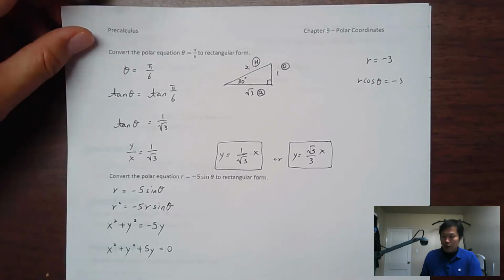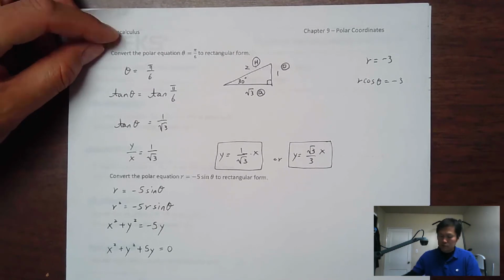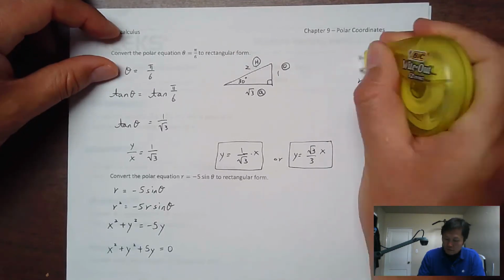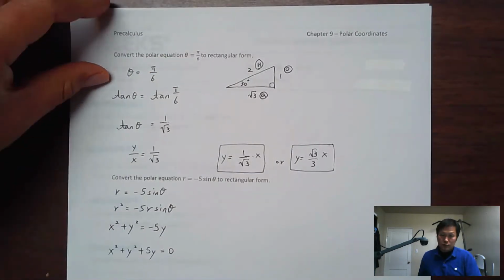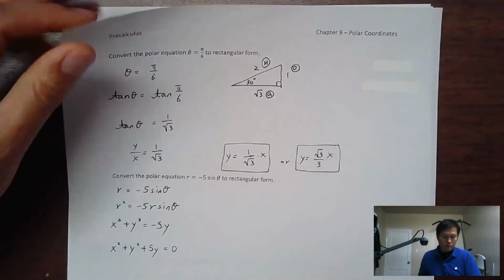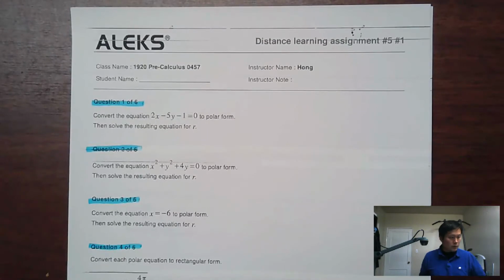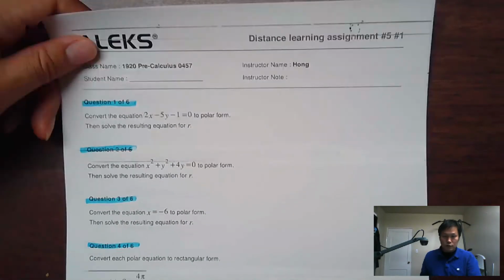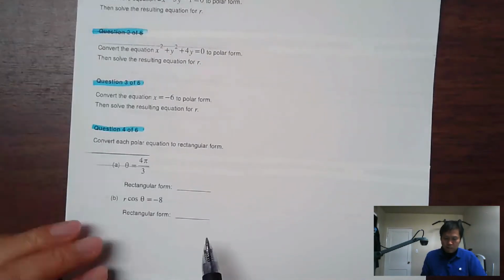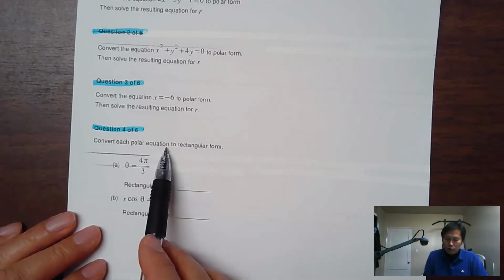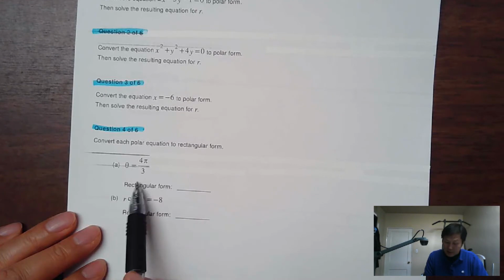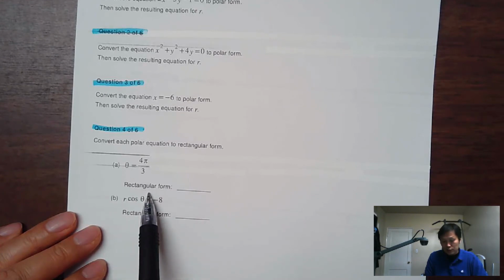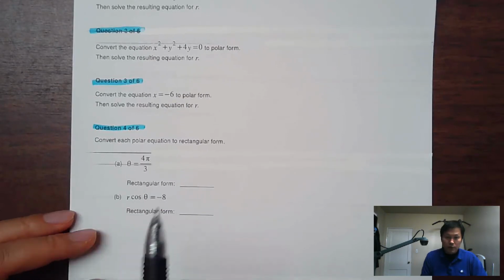You should try something similar to this before we move on, and that will be this question. Convert each polar equation to rectangular form. So what if polar equation you have is this, and you're supposed to write that as rectangular form? Why don't you pause it and try?